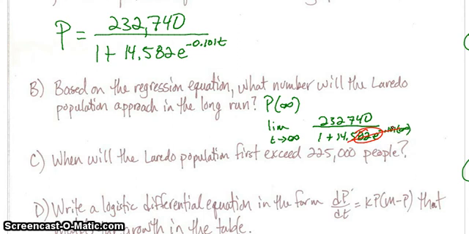So if that's true, I have 232,740 over 1, so I should get about 232,740.